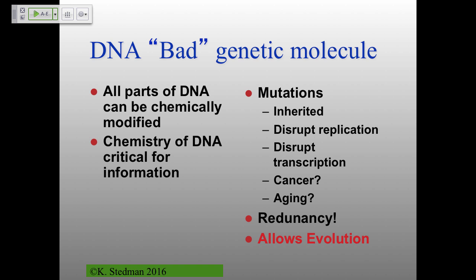Other things that this chemical change can do: it can block replication, it can block transcription, which clearly, if you need to replicate your cells, or you need to make a copy of the RNA from the DNA, is going to be a problem. Lots of these chemical changes seem to happen in cancers.